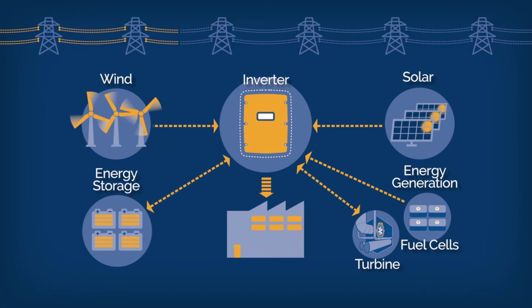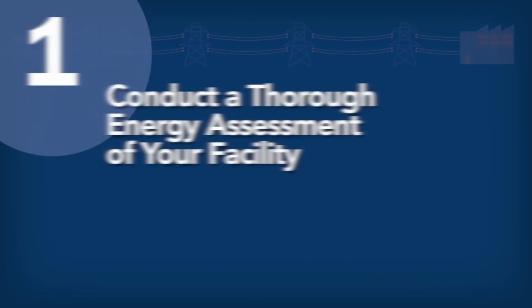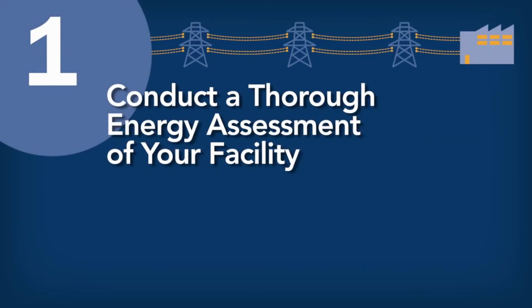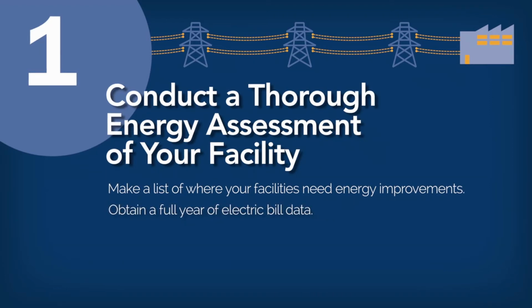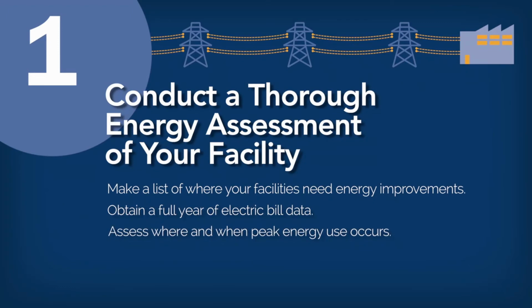These are the steps to make a microgrid. First, conduct a thorough energy assessment of your facility. Make a list of where your facilities need energy improvements, such as increased reliability, lower emissions, or reducing peak demand charges. Obtain a full year of electricity bill data. Assess where and when peak energy use occurs.